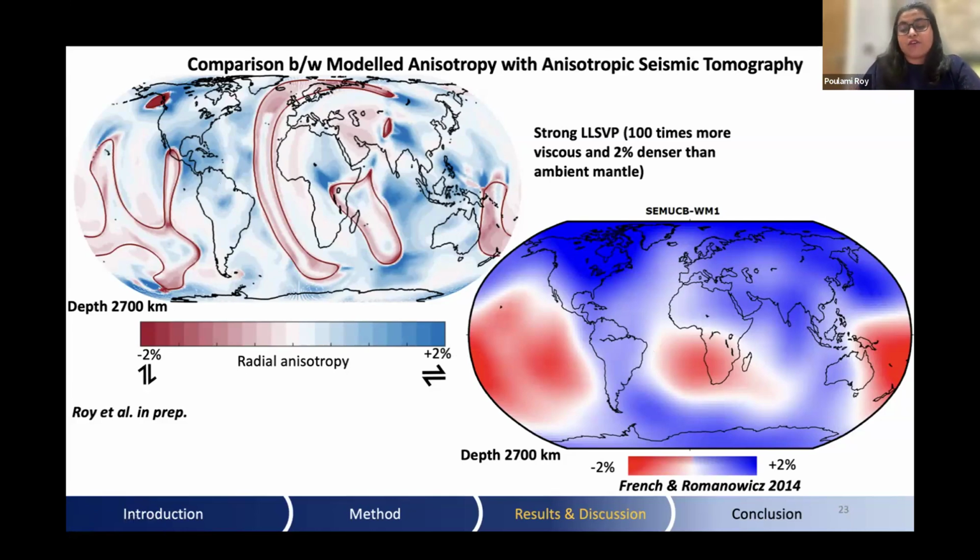But in the observation, we do see that the inside of the piles also has negative anisotropy, or vertical flow, but in the modeled anisotropy, the main upwelling regions have accumulated at the margins of the LLSVP, not exactly inside of these piles. And the best fit model has a strong LLSVP, meaning that it is 100 times more viscous and 2% denser than the ambient mantle.